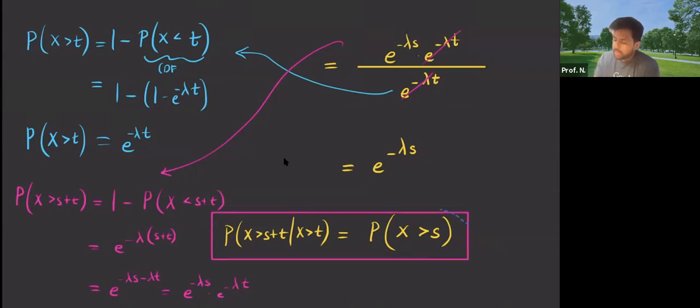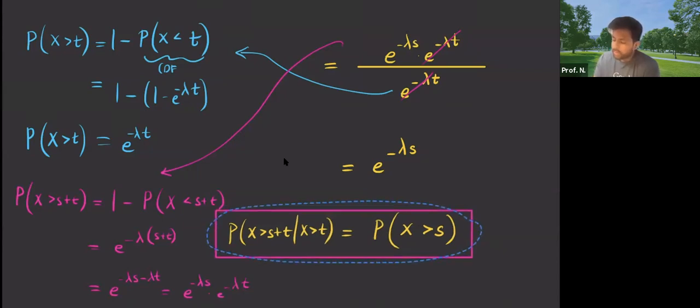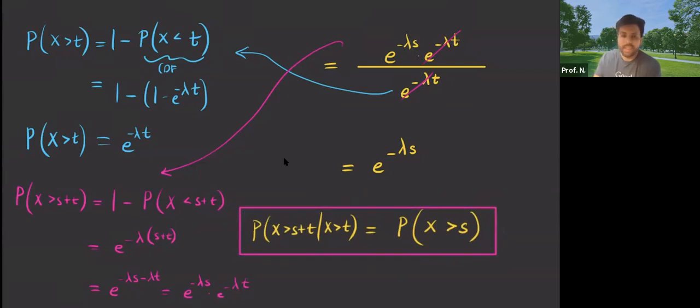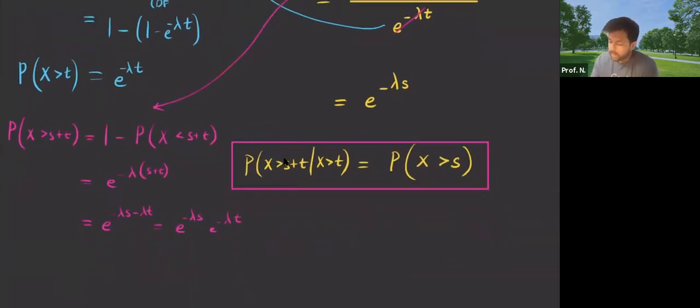Now, mathematically speaking, this is called memorylessness. This is the memorylessness property. So why is it called memorylessness? Because in a sense, we forget. It becomes irrelevant that this is true: X is bigger than t.